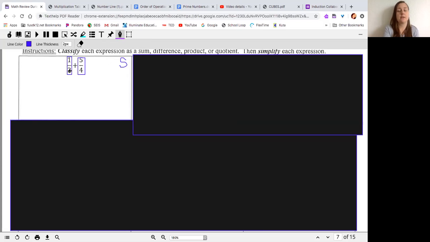Now that I know I'm working with a sum, I need to look at the problem again. I see 1 over 2 plus 5 over 4. Now, 2 and 4 do not match. The denominators are not the same. I need to make them the same before I can continue. Now, the easiest way to do this while keeping the numbers as small as possible is to look at them a third time.